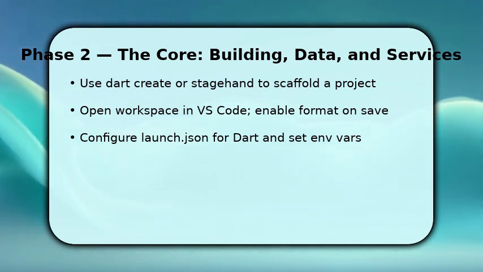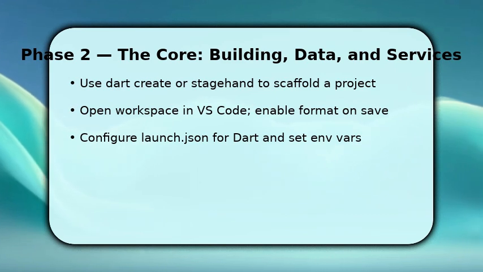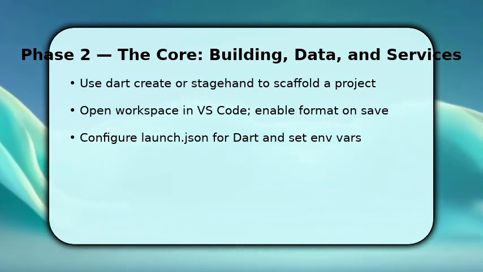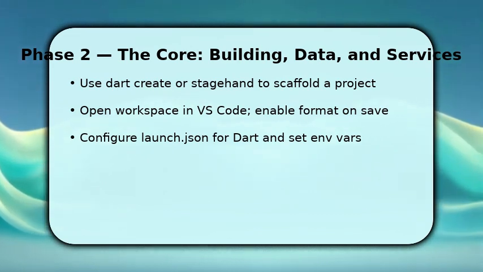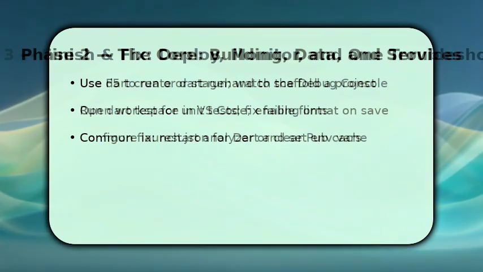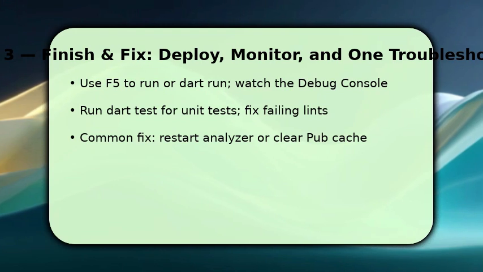Now create a .vscode/launch.json using the Dart profile to set program and VM flags. This ensures breakpoints and hot reload behave predictably. Finally, you run and test the app and handle issues that appear.